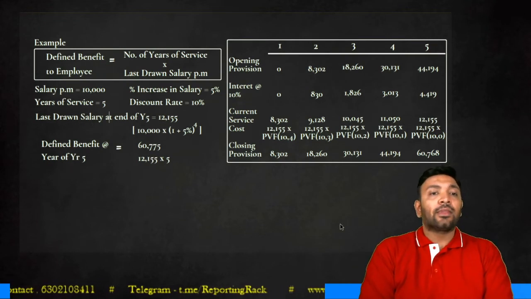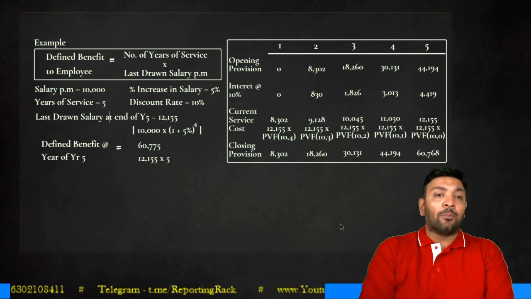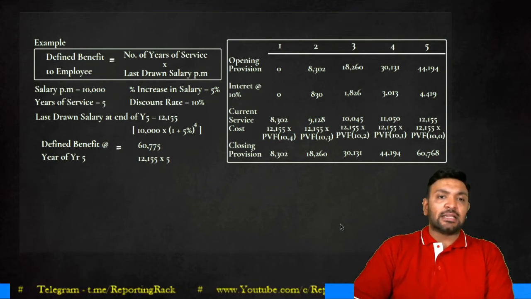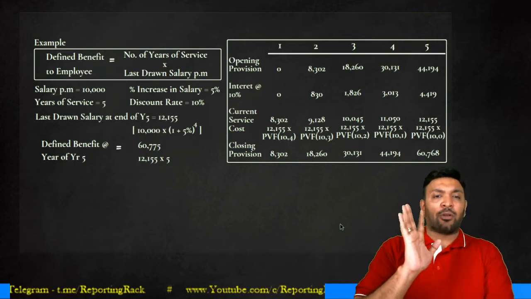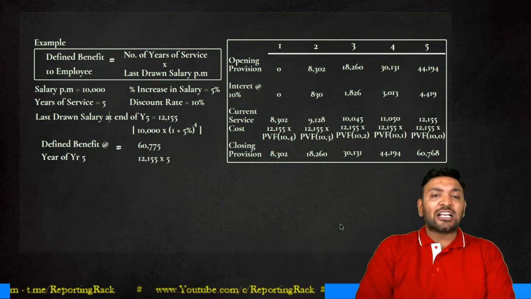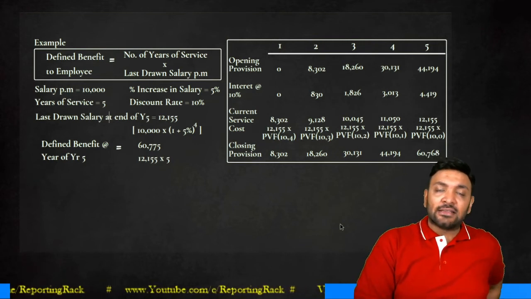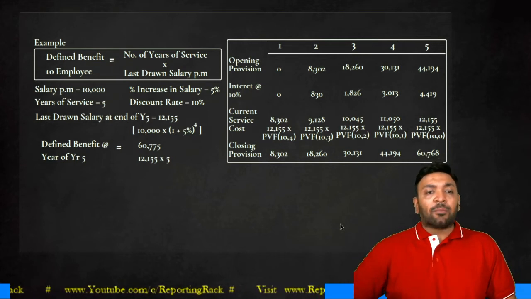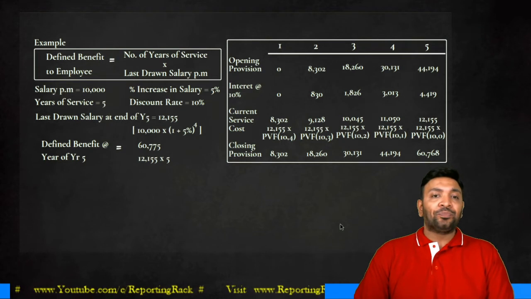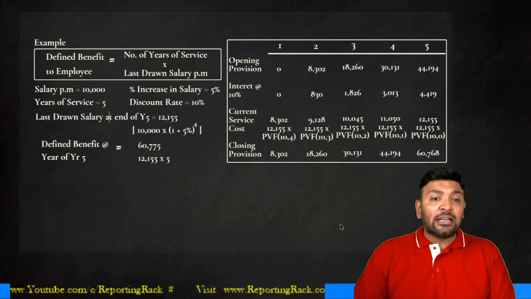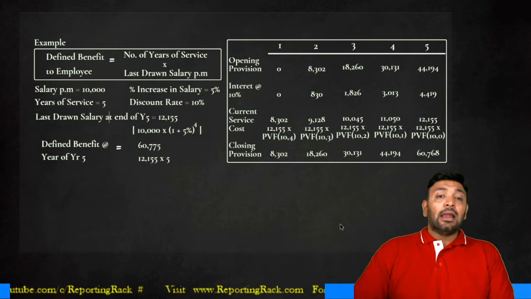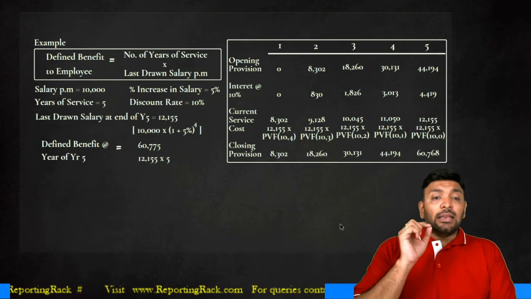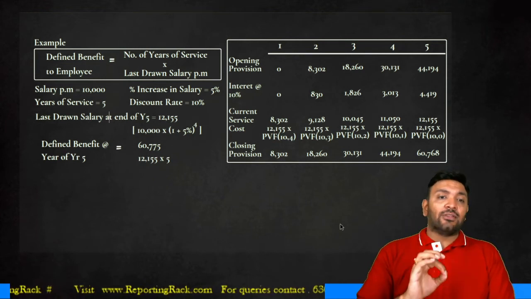Take this example. Let's say the defined benefit to an employee is number of years of service into last drawn salary per month. Let's say this is the defined benefit obligation to an employee. I'm just taking some example, guys. Don't ask me what this gratuity is or anything else. This is my defined benefit plan. Let's say the employee's salary today per month is 10,000. And every year it is expected to increase by 5%. Let's say the number of years of service of the employee is 5.